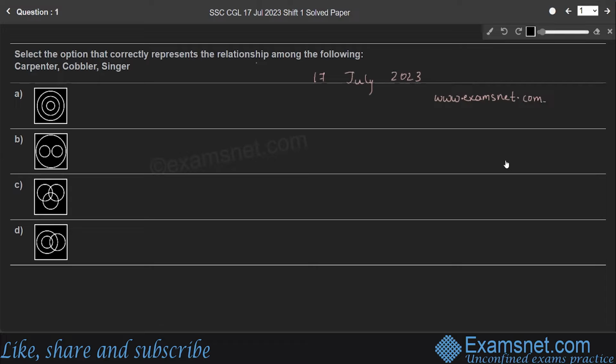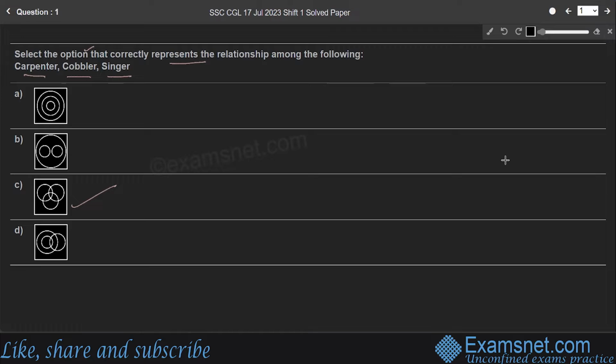So let's begin with question number 1. Select the option that correctly represents the relationship among the following classes. Here the classes given are carpenter, cobbler and singer. So option 3, the third diagram, represents the relationship between carpenter, cobbler and singer.